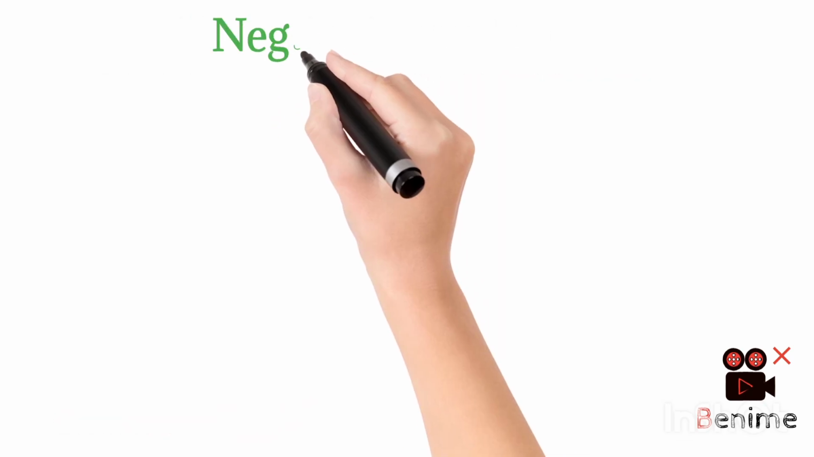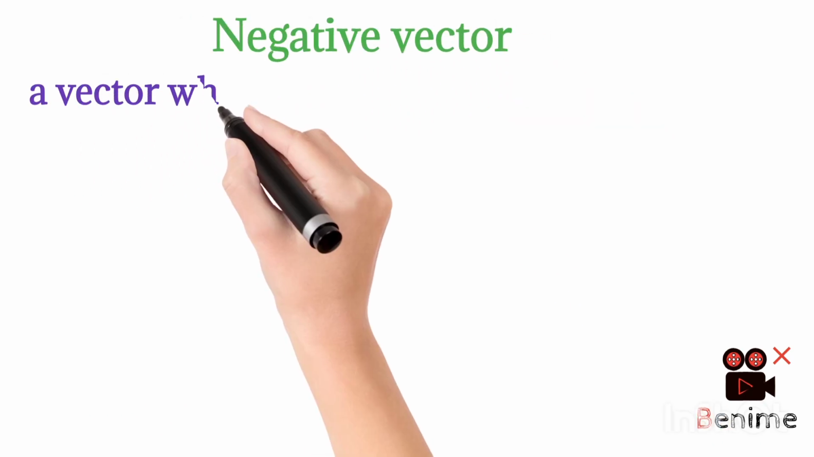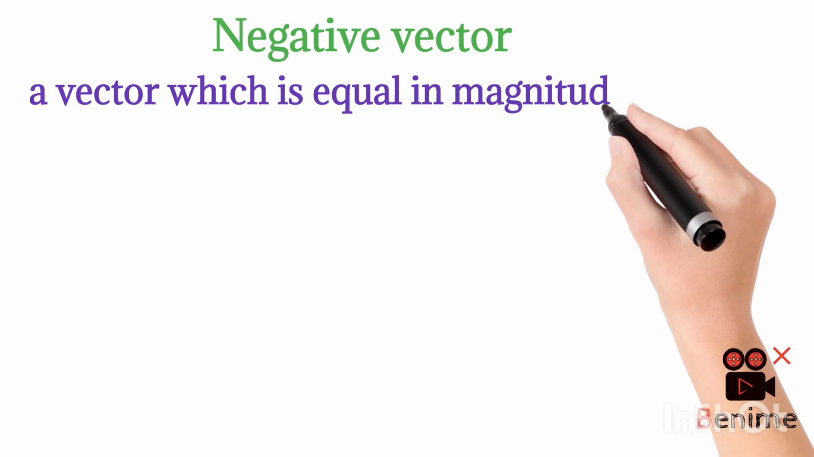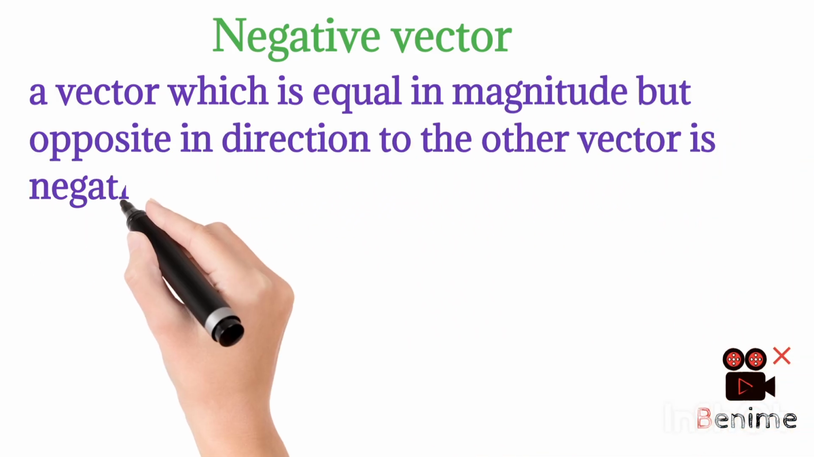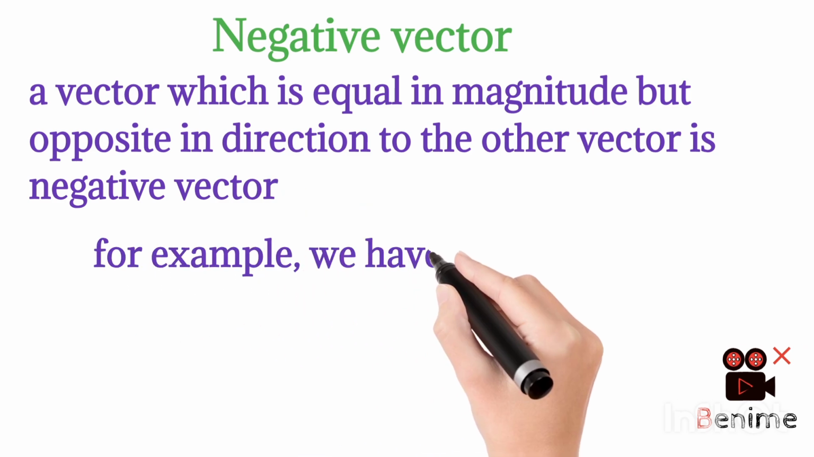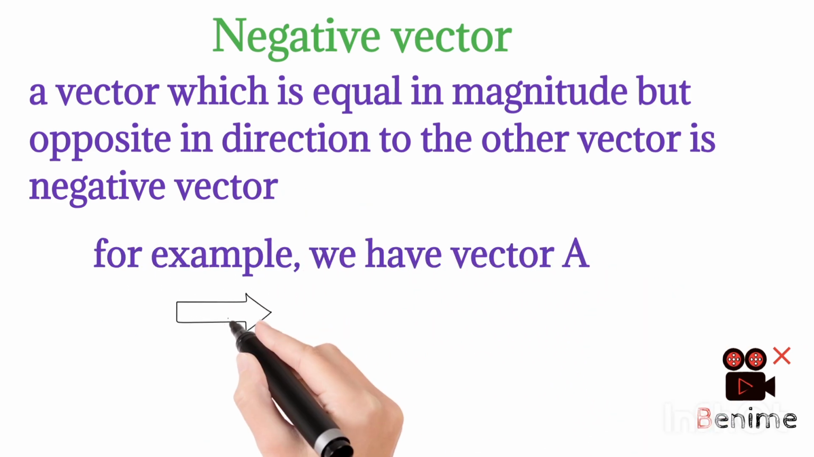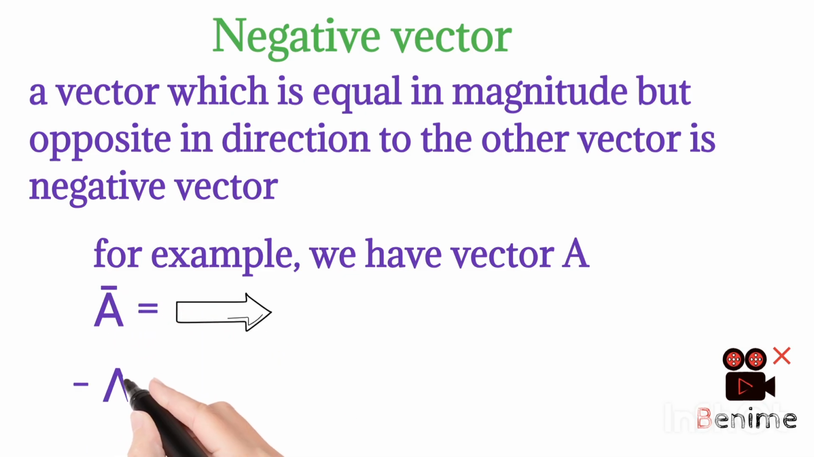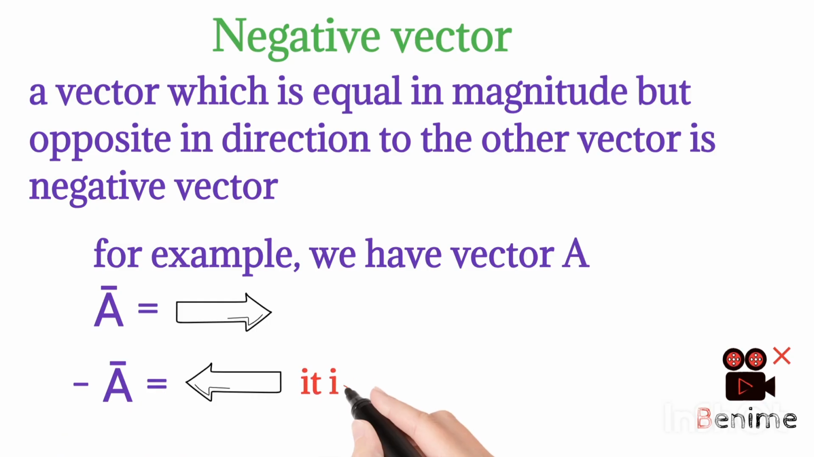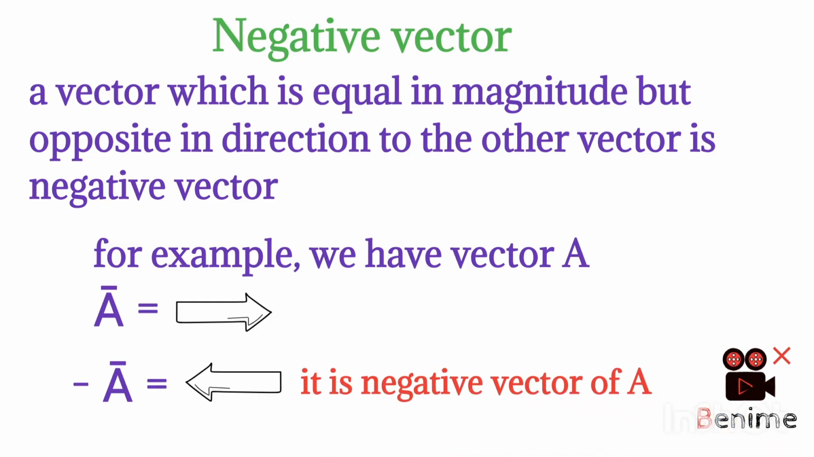A vector that is equal in magnitude but opposite the other vector is called a negative vector. For example, a vector A has its negative vector, which is equal in magnitude and opposite in direction. The difference between two vectors is shown by arrows, which are pointing in the opposite direction.